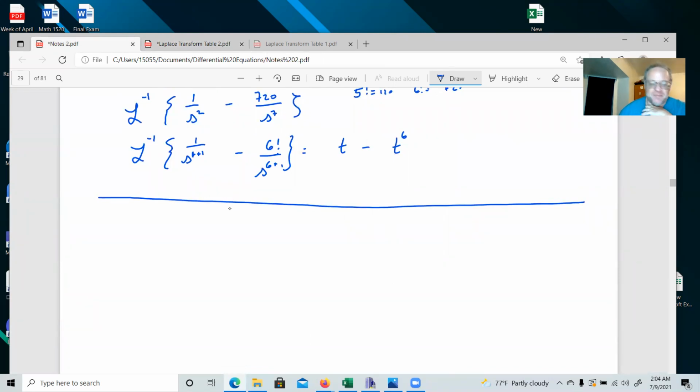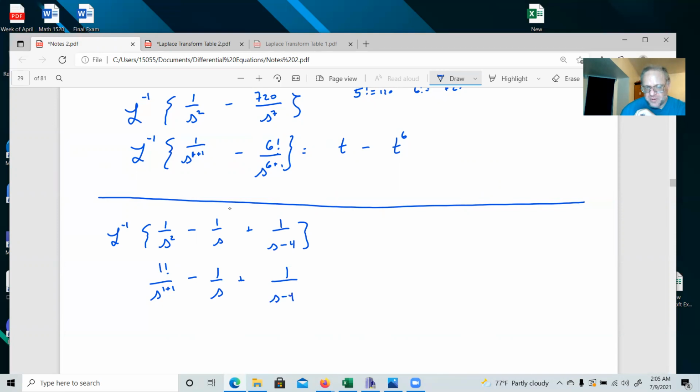But that's what you're doing. You're matching these things up. Eventually, we're going to be forcing them to look the way that we want, and then we'll be dealing with that. So the next one's also pretty tame. Inverse Laplace transform of 1 over s squared minus 1 over s plus 1 over s minus 4. So s squared, we know that this is s to the 1 plus 1. There's a 1 factorial here. You don't have to match them up this exact, by the way. And then we have 1 over s minus 4.